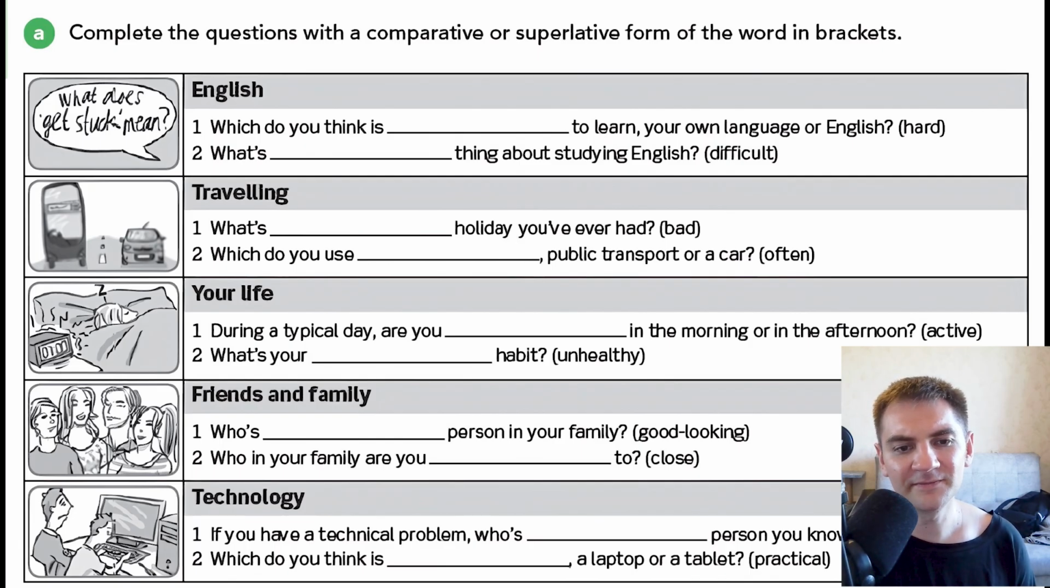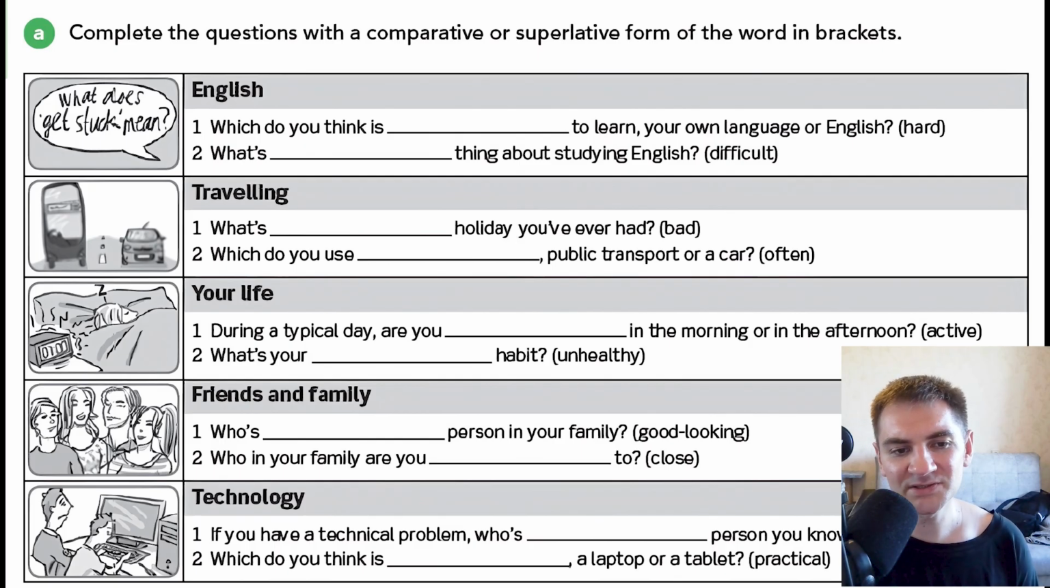Next is, what's the most unhealthy habit? Actually, the unhealthiest also sounds good, but let's stick to the rule. Let me think. Yeah, I think I drink too much coffee. I really drink a lot of coffee. It can't be healthy, but still, I don't think I should change anything. But anyway, in the future, I think I need to cut down on it. But we'll see.